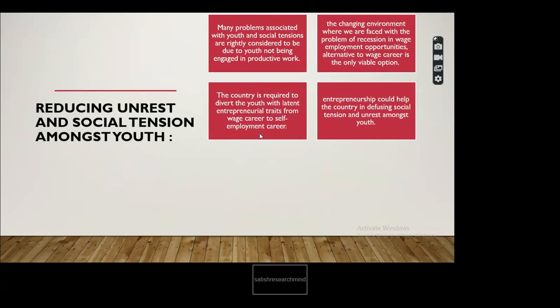For example, when you are the owner of the business, compare that with a wage of 300 rupees. How much can it grow? Entrepreneurship is not a fixed income. Cash flow is non-stop, but profitability is uncertain, not certain. Wages are certain, a particular wage. So all of this is reduced by entrepreneurship, reducing unrest and social tension amongst youth. This is the importance of entrepreneurship.